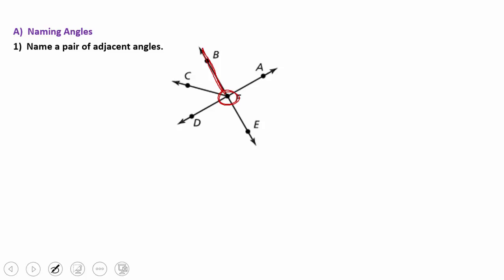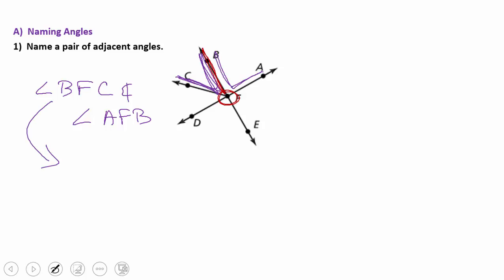So we're going to list a couple of them. We're not going to be able to list them all. I am going to use purple on this one, and I'm going to use this angle right here. This angle I'm going to call angle BFC. That's this purple angle right here. And angle BFC will be adjacent to, well, I can go one of two sides because I'm sharing this vertex F. BFC is adjacent to AFB. It's also adjacent to the one on the other side, which is CFD.